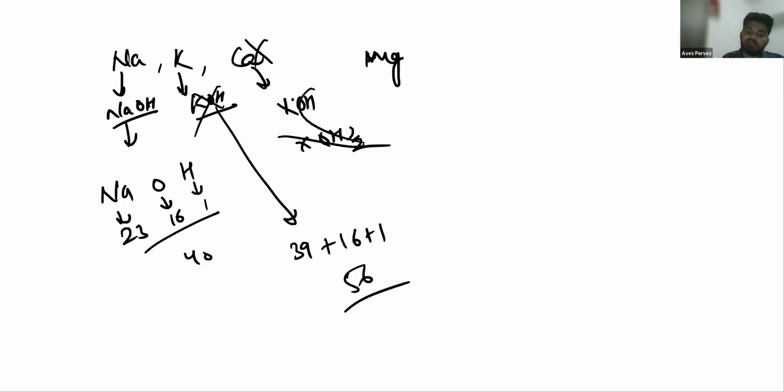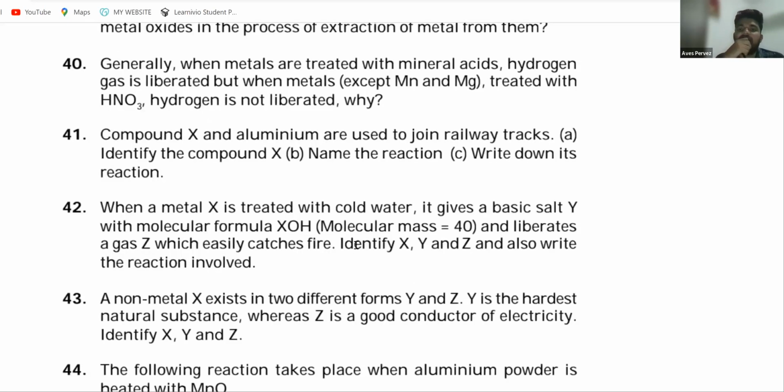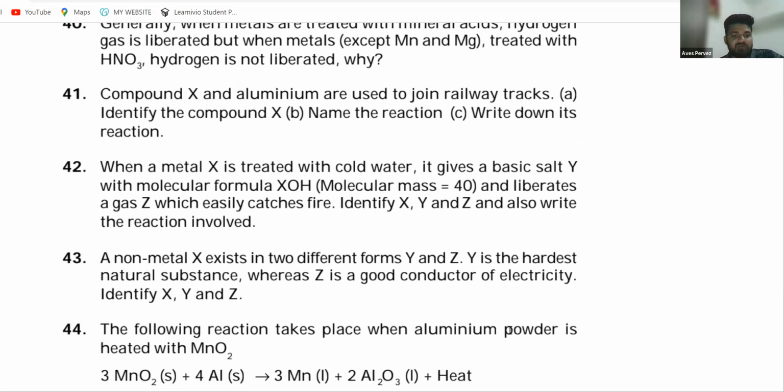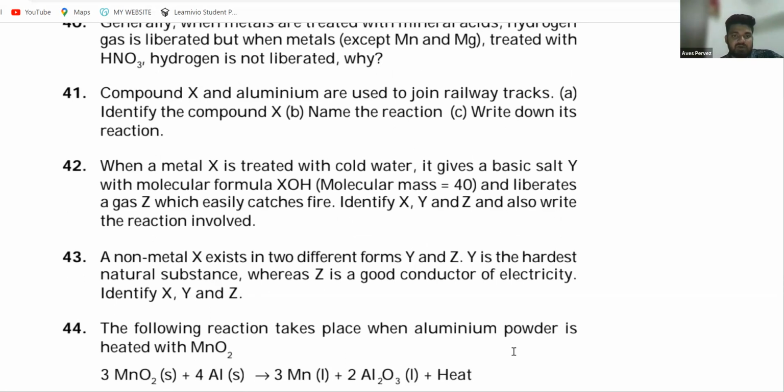Okay? Understood? Yes, sir. Identify the gas liberated. Hydrogen. Okay, metal X is Na, the basic salt formed is NaOH, and Z is hydrogen gas. Try to read the question thoroughly. This will be very helpful for you. Okay.